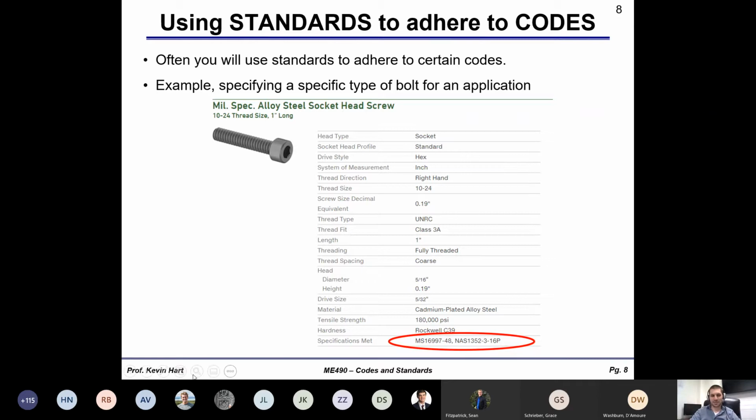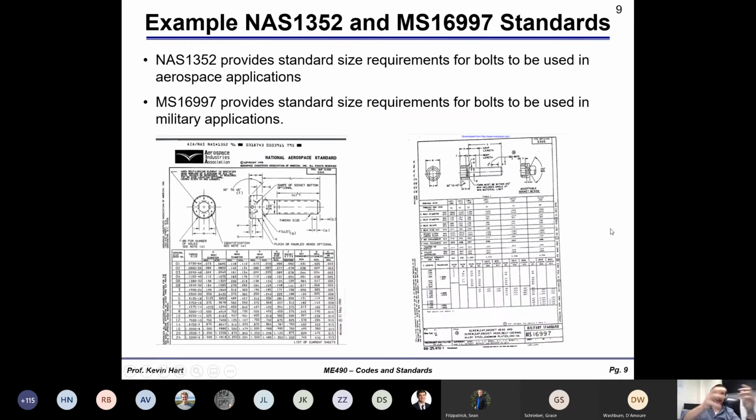So here are these standards which this bolt particularly adheres to, and here are the 2 associated standards. You can look these up. You can get them for free online. I just did a basic internet search for these 2 things, and up they popped. Both of these standards are associated with the size of that bolt for whatever particular application it might be used for. So here, this National Aerospace Standard provides standard requirements for bolts to be used in aerospace applications.